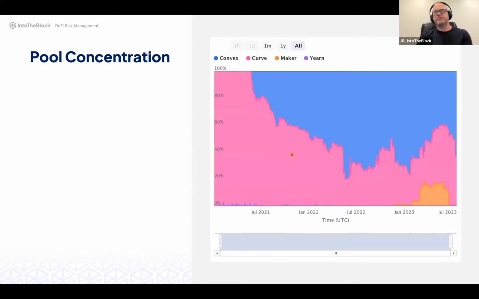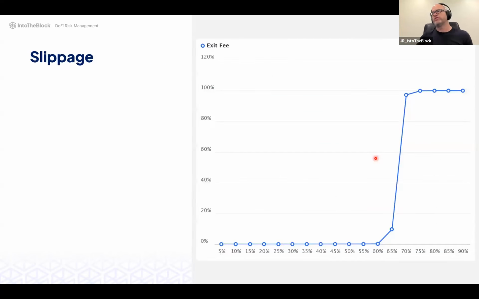Then concentrations of pools. Many of these liquidity pools, you see, okay, there is 2 billion in that pool, but who is there? We look at other protocols, specific protocols like Curve, Maker, and Convex, that are actually holding assets in that pool. So that's the composition, and it could be a risk condition because it's an indirect exposure to that protocol.